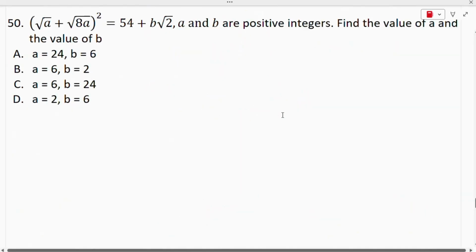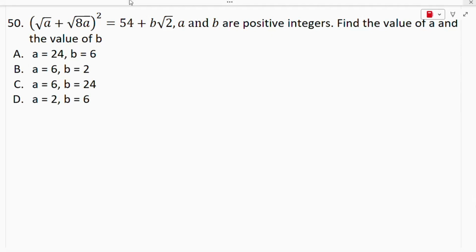Lastly, guys, this is the last question for the JAMB CBT mathematics past questions for 2024. Let's simply solve this. The question says the square root of a plus the square root of 8a, all squared, is equal to 54 plus b root 2, where a and b are positive integers. Find the value of a and also find the value of b.